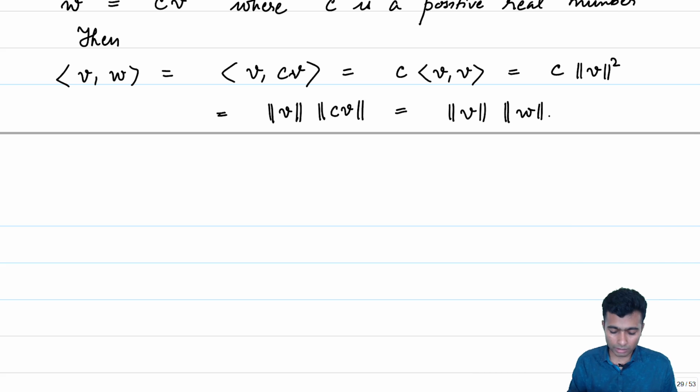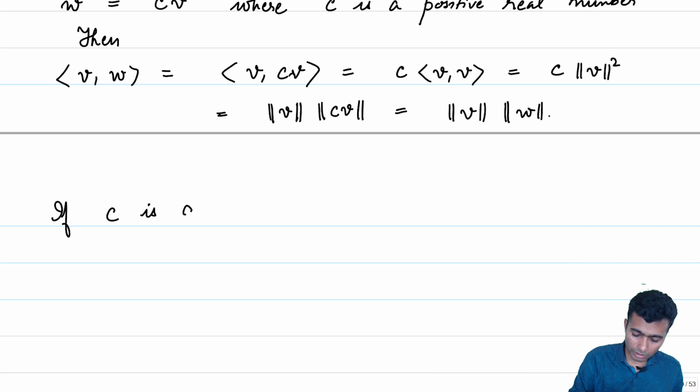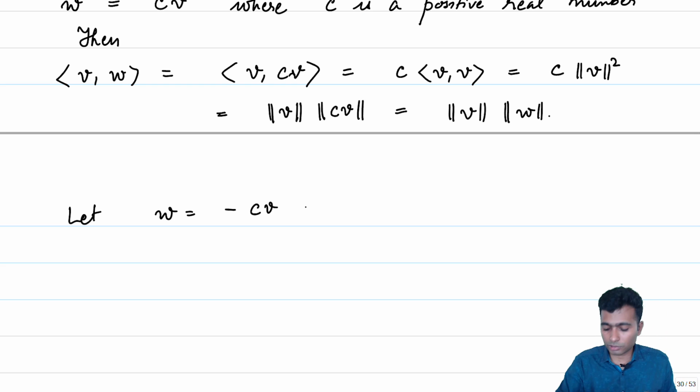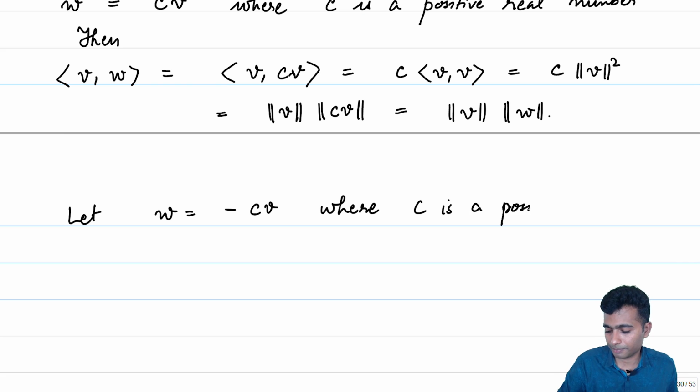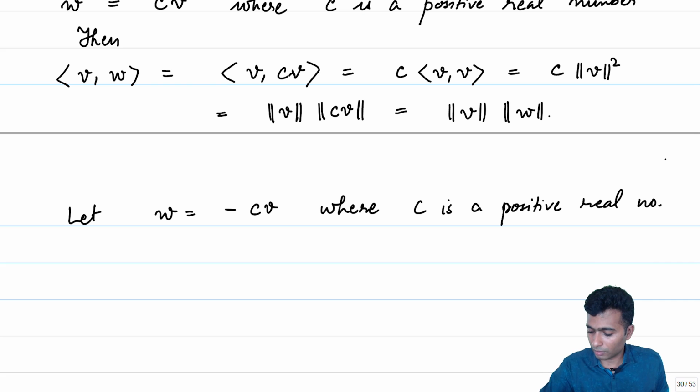What if C is a negative real number? So, if C is a negative real number, let's not put it this way, let W be minus C times V, where C is a positive real number. That means it's a negative real number times V. Now what can we say about what is written above? Where do things start changing?